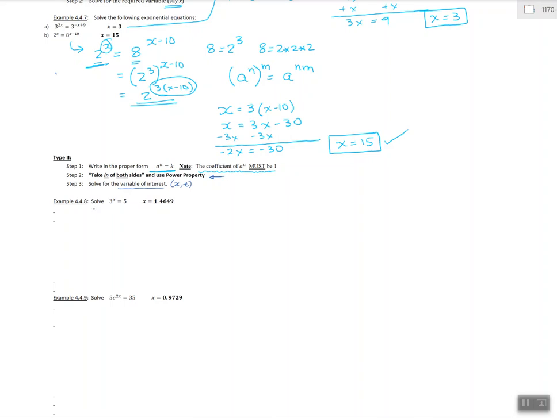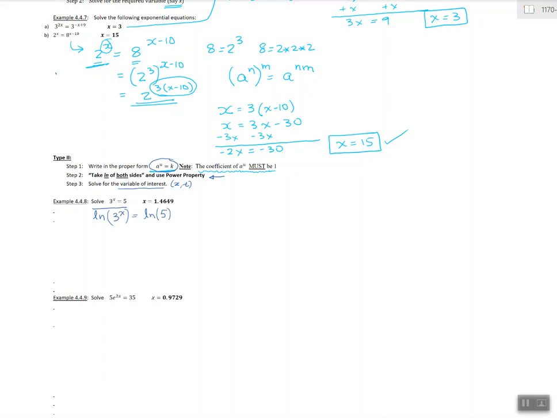You will see it once we do an example. So let's do the simplest one. So I want to solve 3 raised to the power x equals 5. Now if you notice, this is exactly in the proper form. So the first step we have to take is take log of both sides. So I'm going to write ln of 3 raised to the power x equals ln of 5. So I took logs of both sides.